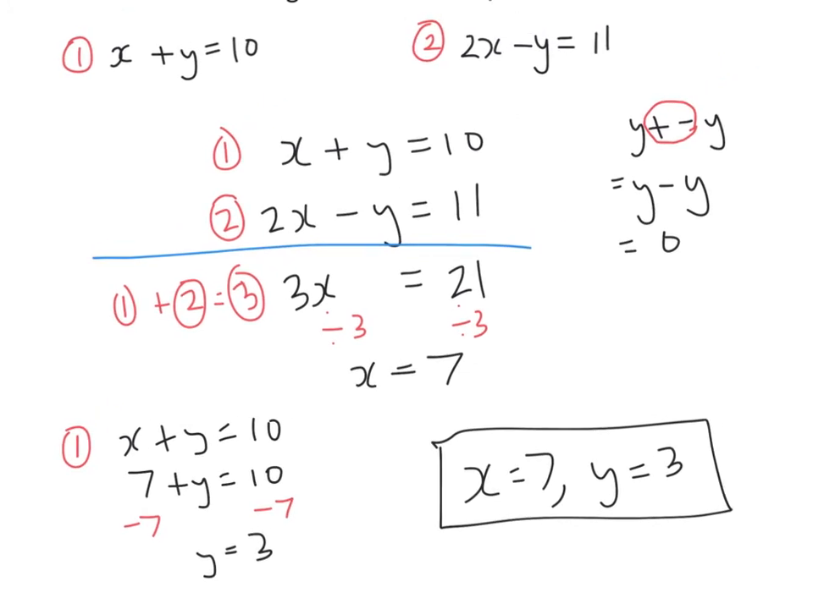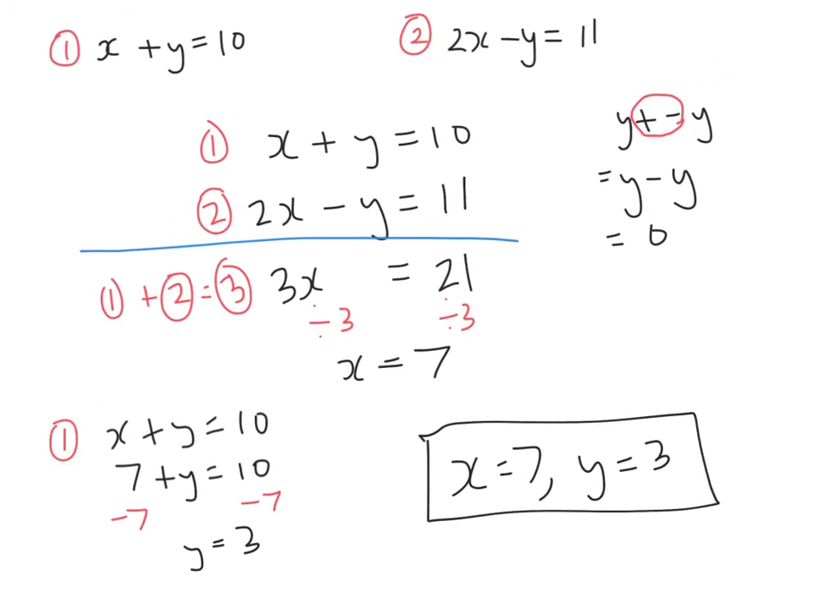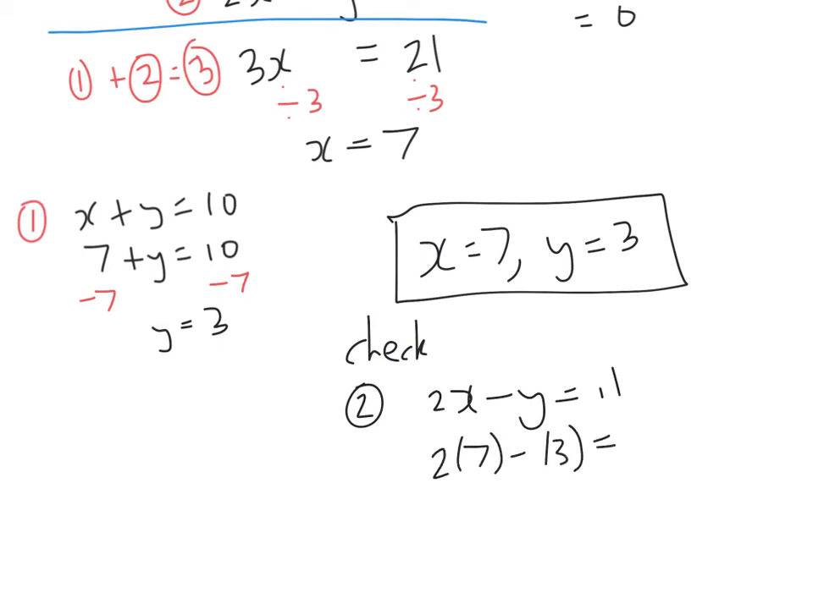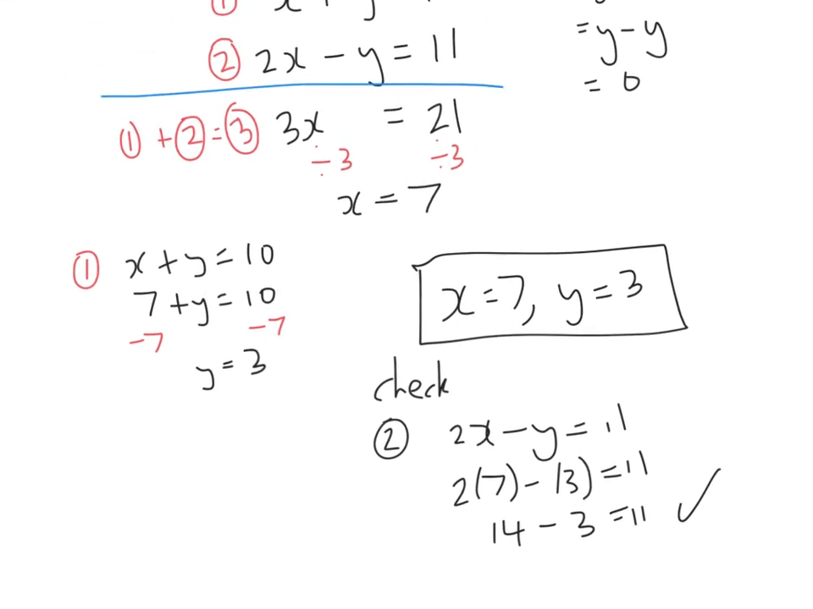Before you finish off, you should check that it works in the second equation, because we got that y value from the first one. Let's make sure the 7 and 3 work in the second equation. So we're going to do a check. The second equation is 2x minus y equals 11. The x value we've set is 7. The y value we've set is 3. 2 7s are 14. 14 minus 3 is 11. So I have a bit of confidence now that it is correct.